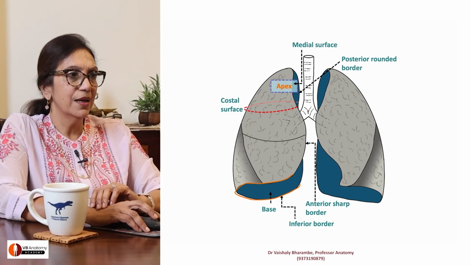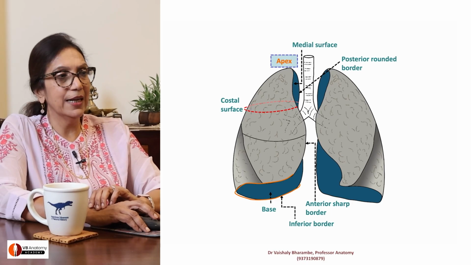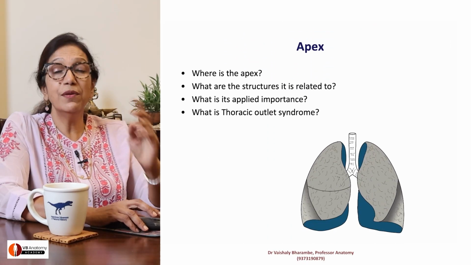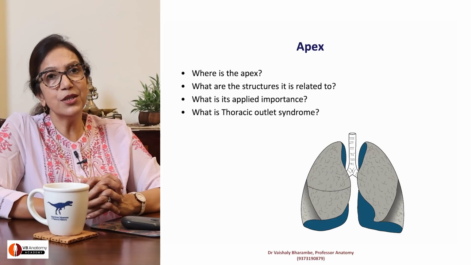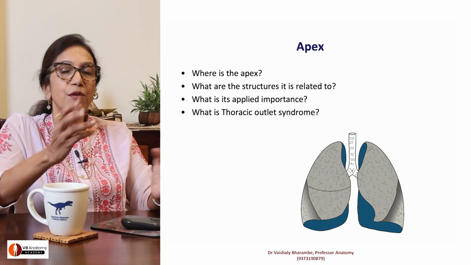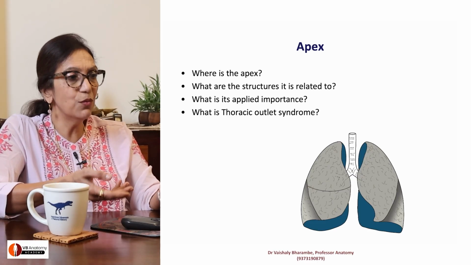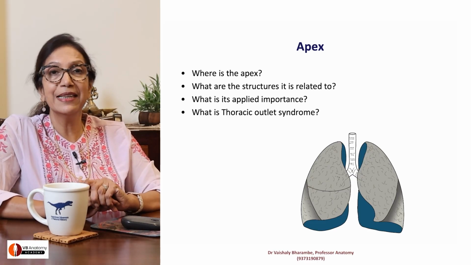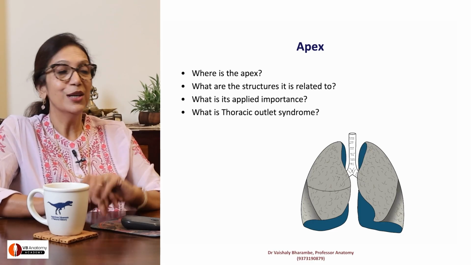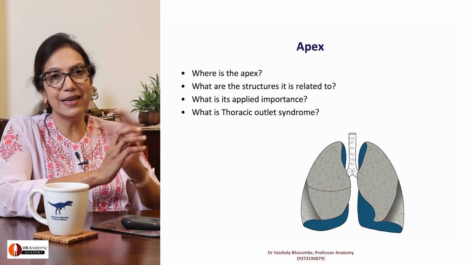So come, here is the apex of the lung. So we're going to ask ourselves some important questions. Where is the apex? What are the structures related to the apex? What is the applied importance? And what is thoracic outlet syndrome? Okay, so these are the questions we are going to try and answer now.